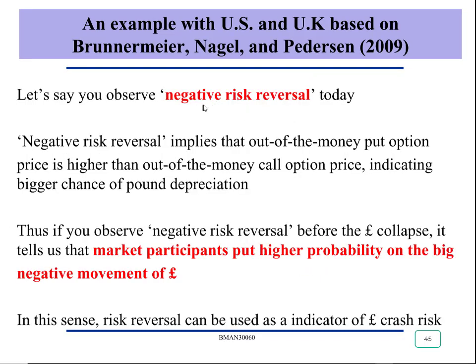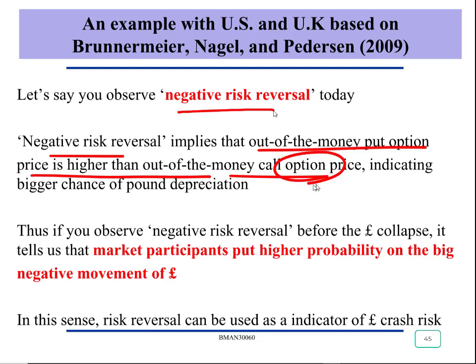Let's say you observe a negative risk reversal today. Negative risk reversal means the out of the money put option price is higher than the out of the money call option price. So investors put more emphasis, more probability, on the value of the out of the money put option, which means the probability of a collapsing pound. So if you observe a negative risk reversal before the pound collapse, it tells us that market participants put higher probability on a big negative movement of the pound in the future. In this sense, risk reversal can be used as an indicator of pound crash risk.